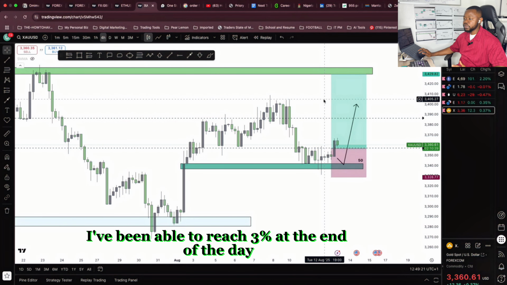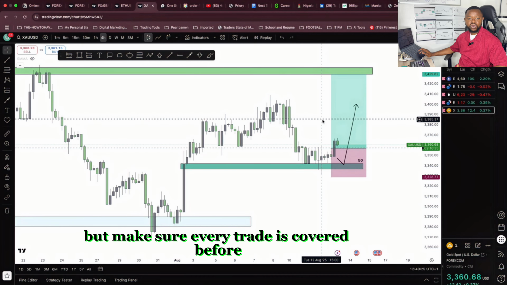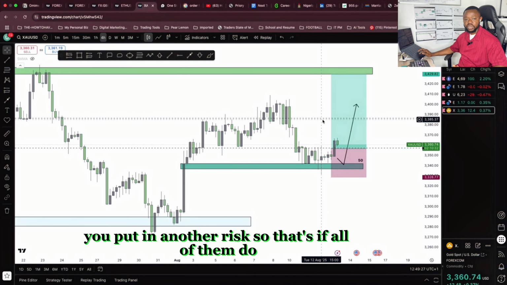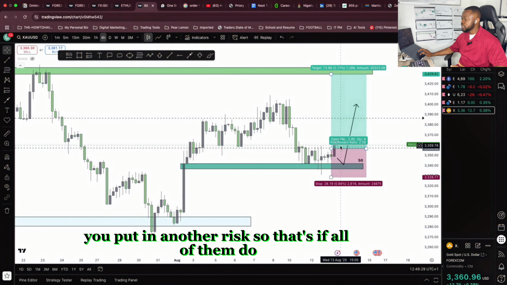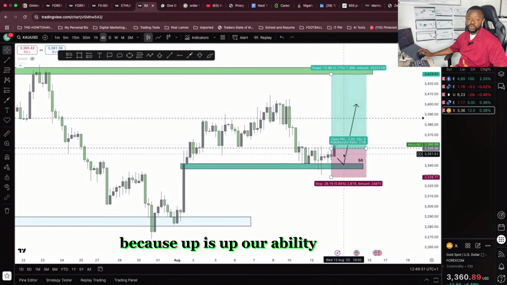So basically, I've been able to risk 3% at the end of the day, but make sure every trade is covered before you put in another risk. So that even if all of them lose, because it's all probability.